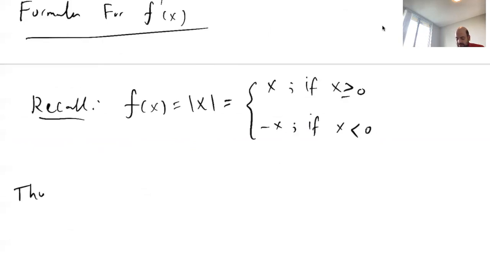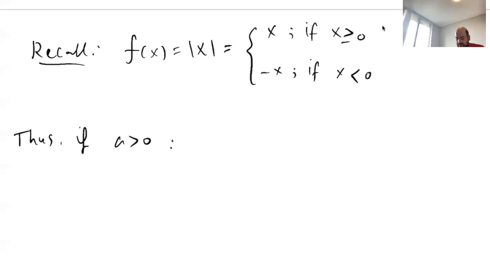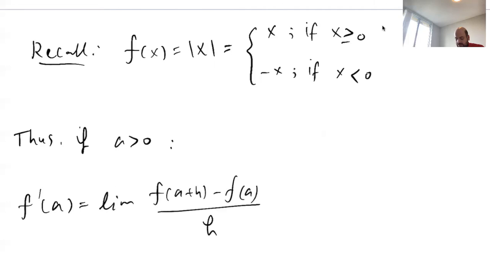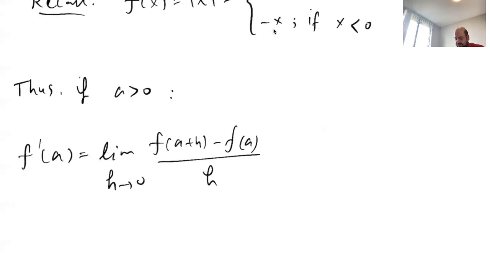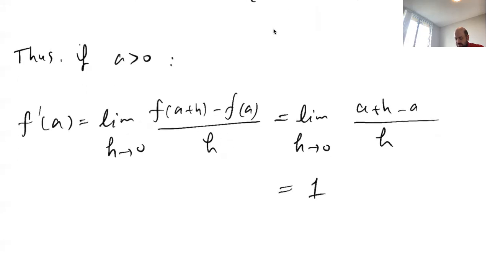So thus, if a is bigger than 0, then we can say that f prime of a is equal to the limit of f of a plus h minus f of a over h as h approaches 0. Now, if a is positive, then we have to use the first formula here, which is x itself. So then this is the limit of a plus h minus a over h as h approaches 0. A cancels with a, and h over h is 1.